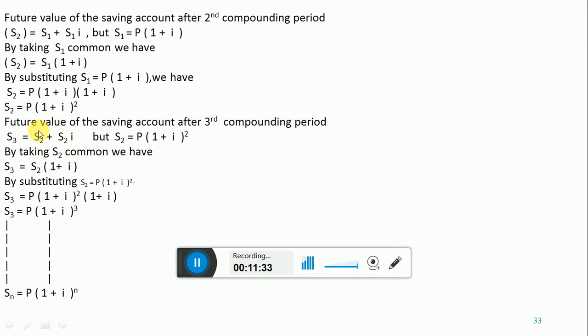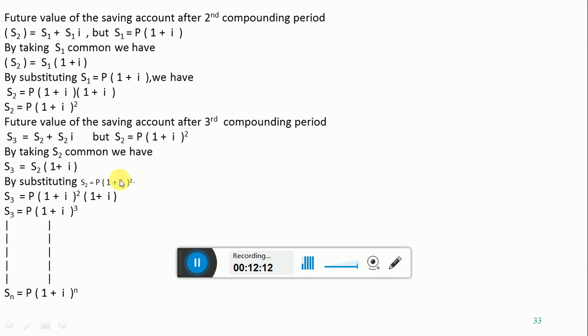What does this S2 mean? This S2 is the principal amount in the savings account after 2 compounding periods, when the 2 times interest earned is added to the principal amount P. The principal amount increases in the account, and that is why we change the symbol from P to S2. So S2 is the principal amount in the account in the third period. So S2 plus S2 i, we take S2 common.